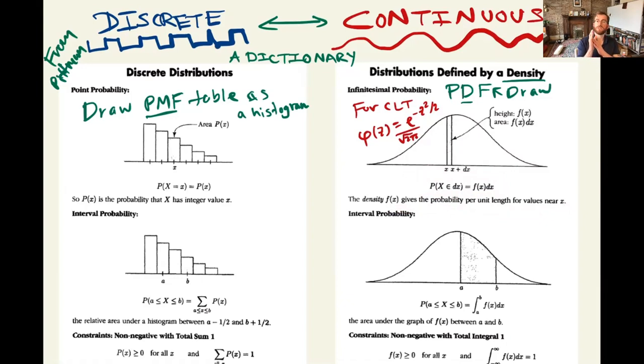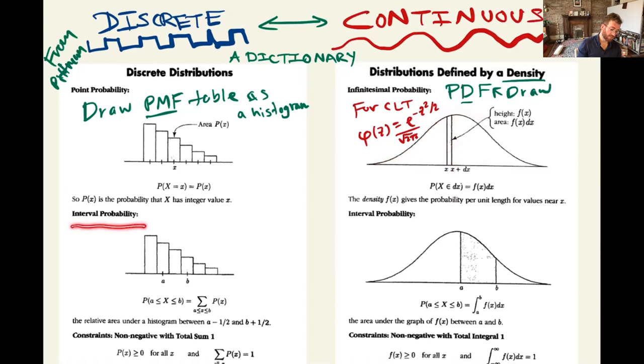So here you don't really want to talk about pointwise probabilities as much, because really it's going to be the integral of a function over a small window. And if that window size is very small, that integral is going to also be small.